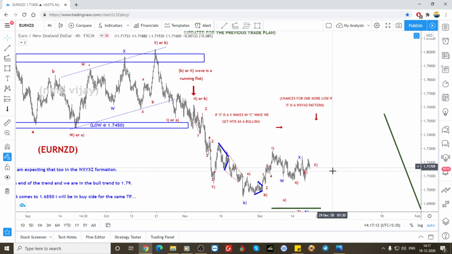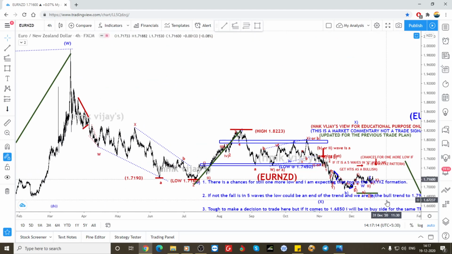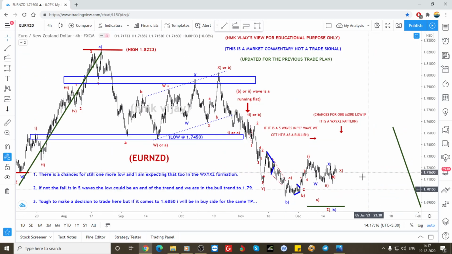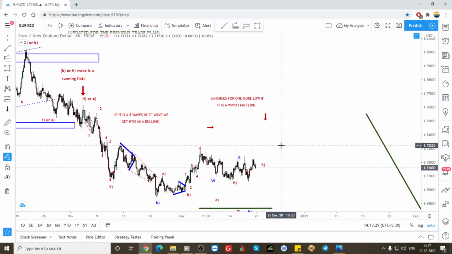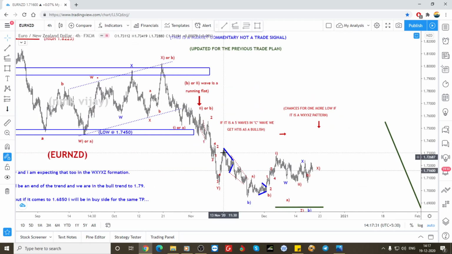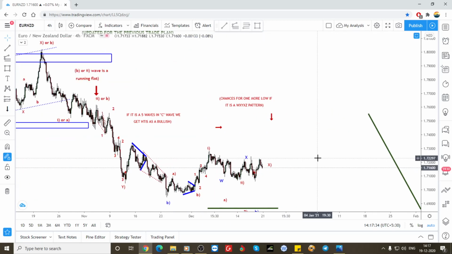If you are a positional trader and you put the stop loss below that 1.66 and look for that 1.79 from here, it is not a good risk reward, because this is a 500 pips stop loss and only 700 pips is the target. So unnecessarily, no need to do that. So wait for the confirmation. If any confirmation comes, in my view, I will inform you.